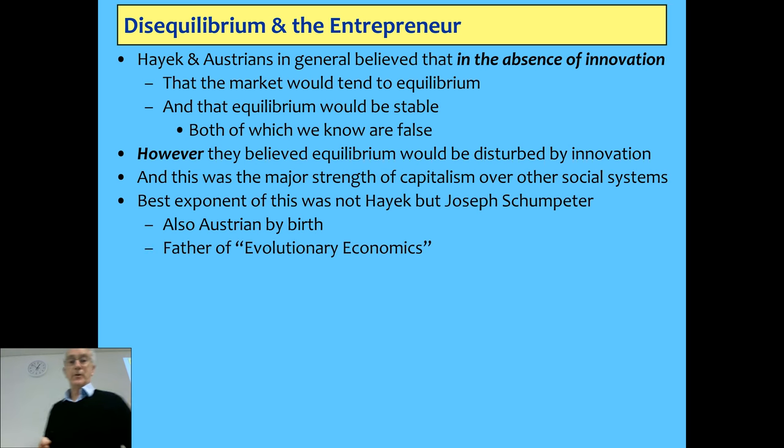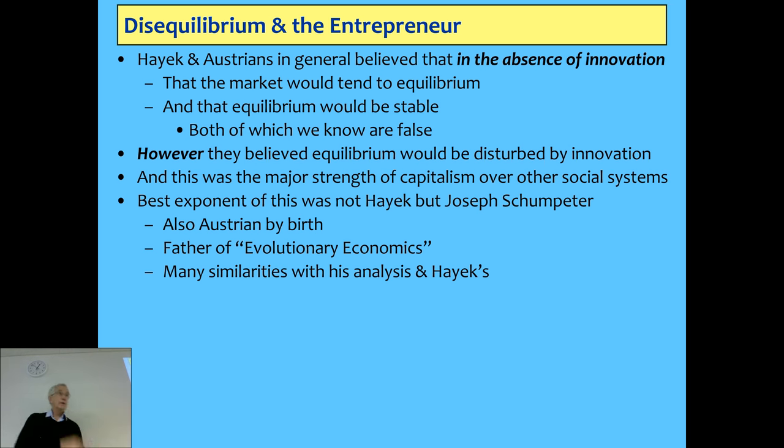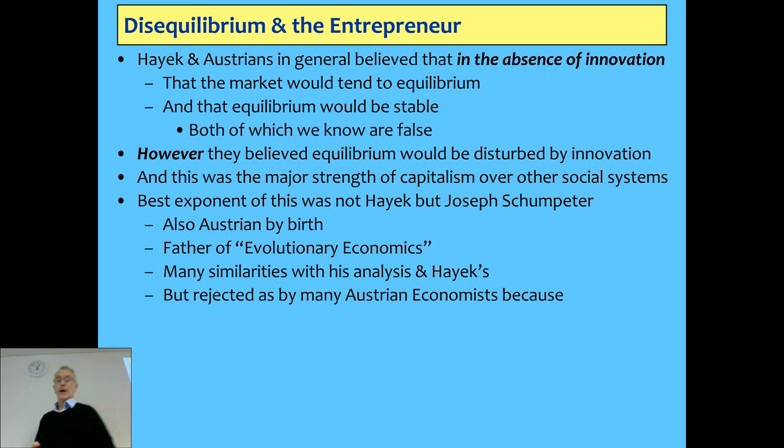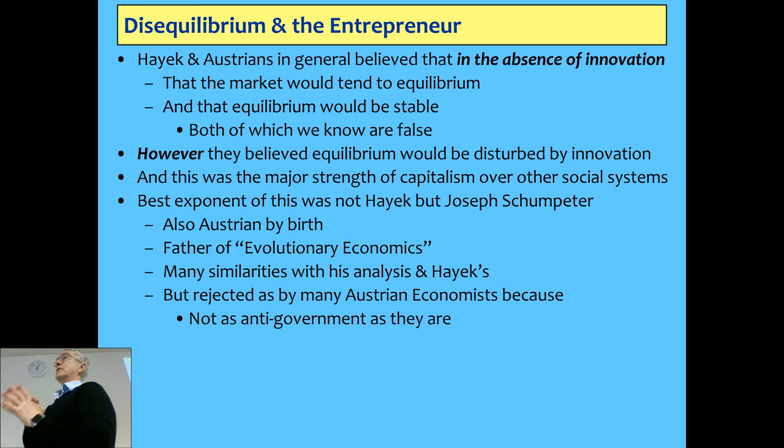So he's Austrian by birth. He's regarded as the person who was the founder of evolutionary economics. So there's a bit of an overlap in that sense between the Austrian school and the evolutionary school. But they reject him because he's not as anti-government as they are. Most Austrians are vehemently anti-government. If you look at that first lecture I gave you, I had the guy talking about praxeology and the bloke criticising neoclassical economics, those two above on the left-hand side of the screen, they are anti-government. The government should get out of the way and things will work better.